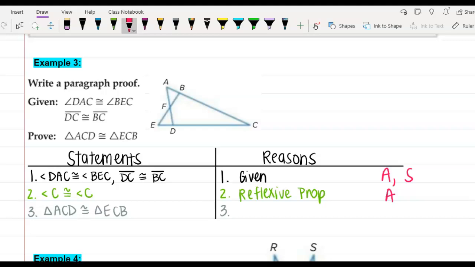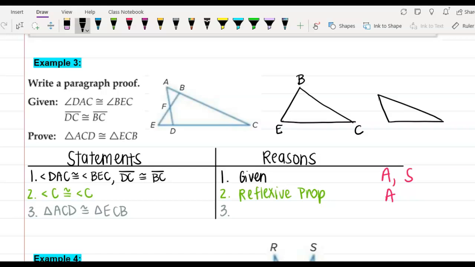So if you had something like this and we were trying to figure it out, I would definitely recommend separating the 2 triangles. So I'm going to go ahead and do that just so we can label them and get a better visual of what our congruence postulate is going to be. So obviously they're not perfect, but you kind of get the idea. So this would be E, B, and C, and we would have A, D, and C. So I'm just going to go ahead and label them.